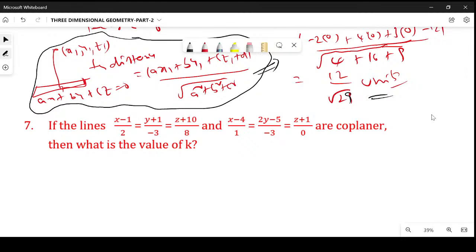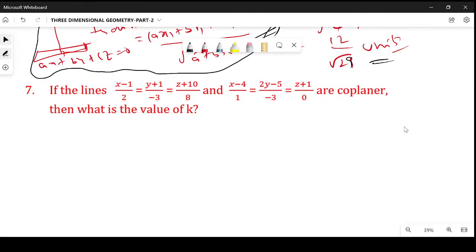The given lines are coplanar. Then what is the value of k? Since the lines are coplanar, they lie in the same plane. So if we take the determinant of this, I can see here. Since the lines are coplanar, you write the standard form. That is important. The first equation in the standard form is x minus 1 by 2, y plus 1 by minus 3, and z plus 1 by, you should know the point here.